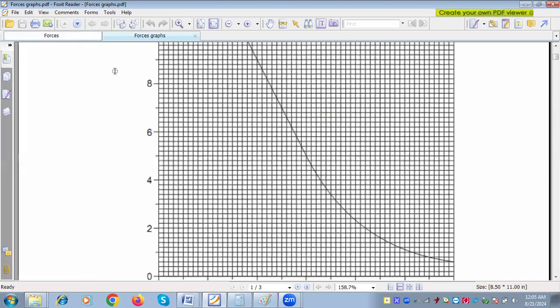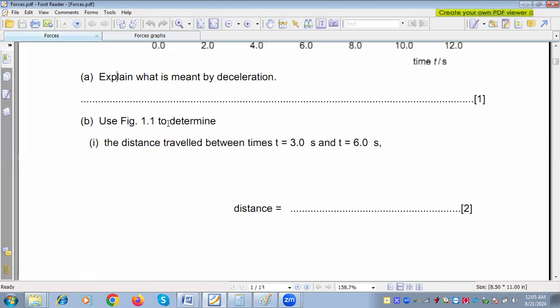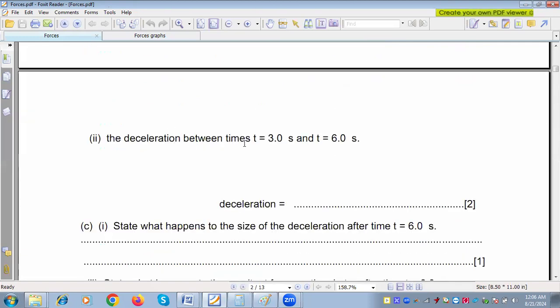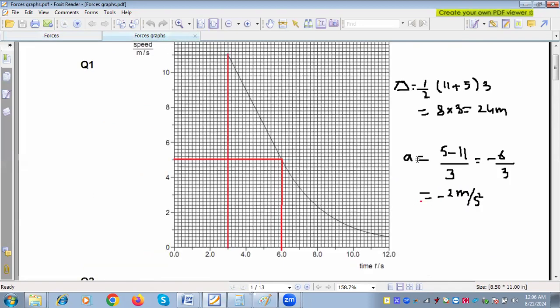The next part: the deceleration between t equals 3 seconds and t equals 6 seconds. For the deceleration, we will apply this formula: a equals final velocity minus initial velocity over time. Because he is decelerating, the final velocity is less than the velocity at 3 seconds. Velocity at 6 seconds is 5 meters per second and velocity at 3 seconds is 11. So 5 minus 11, that is minus 6, divided by 3 is 2 meters per second squared.